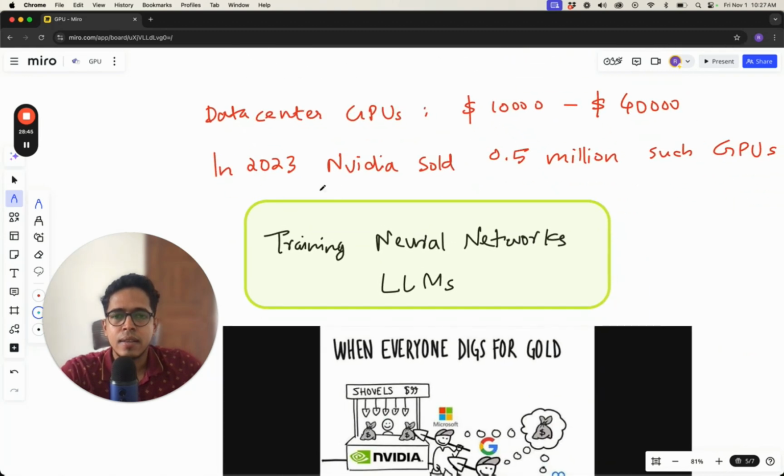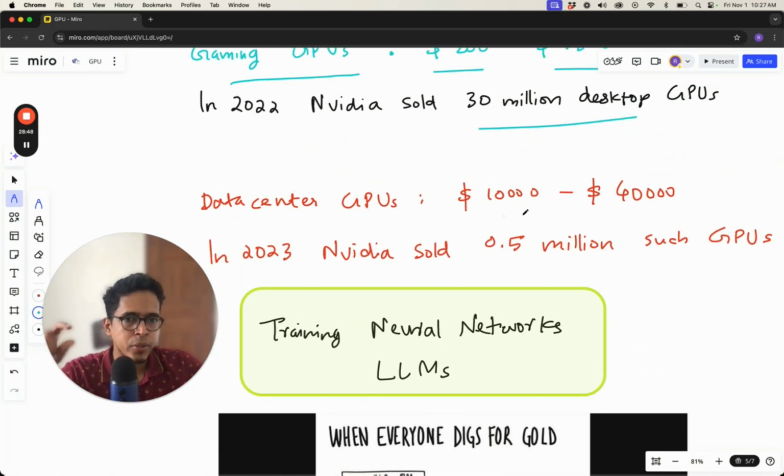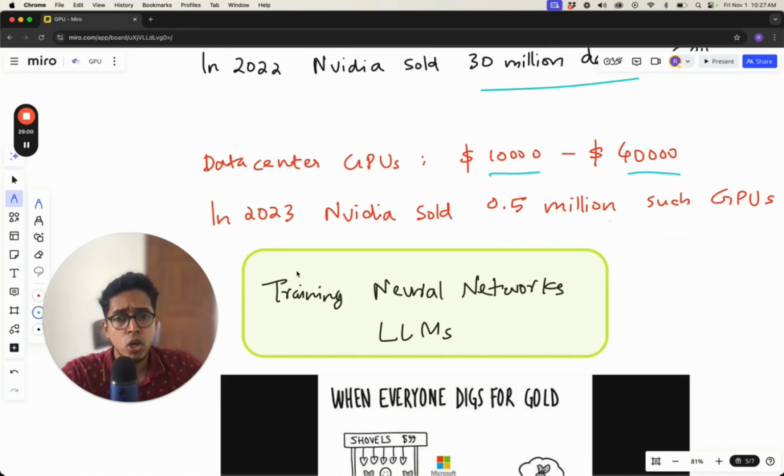And the other type of GPUs are data center GPUs. So these are much more expensive, $10,000 to $40,000. I had seen news that said Facebook Meta had purchased a lot of these GPUs in bulk at some point. I saw that in 2023, NVIDIA sold 0.5 million of such GPUs.